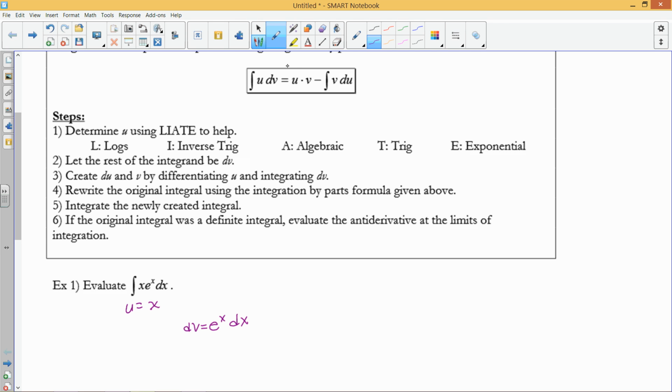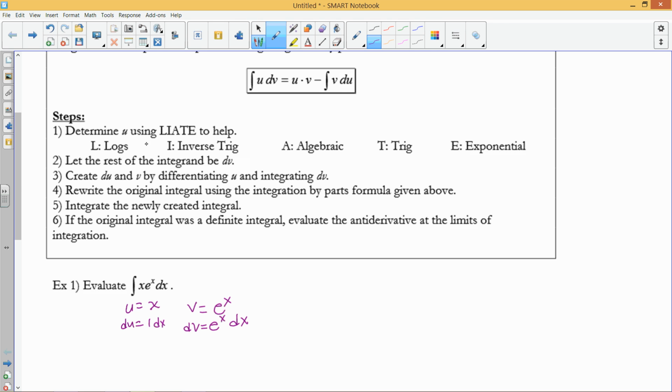Now, to use the integration by parts formula, once you have u and dv, you need to use them to also calculate v and du. If u is x, then du, the derivative of x, is 1 dx. If dv is e to the x dx, then v, the antiderivative of e to the x, is e to the x. You might be thinking, wouldn't that antiderivative have a plus c? It would, but trust me, it doesn't matter.